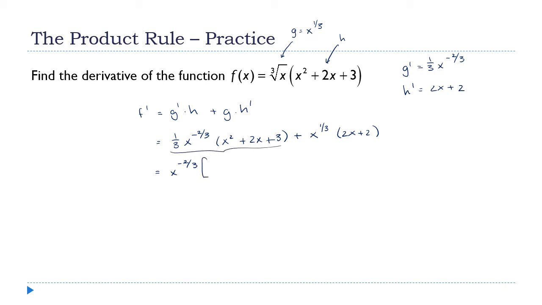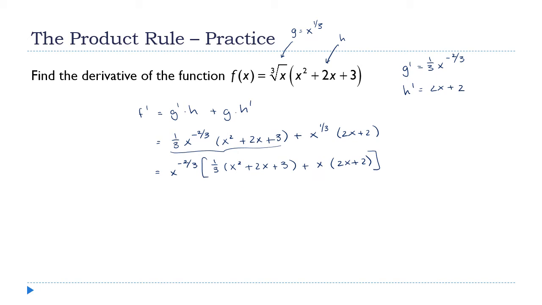From this part, what's left is the 1/3 and the x squared plus 2x plus 3 plus, and what's left here? Here's where it gets interesting. What's left here is x times 2x plus 2. And to kind of see that, if you distributed this back into here, x to the negative 2/3 times x to the first is x to the 1/3.